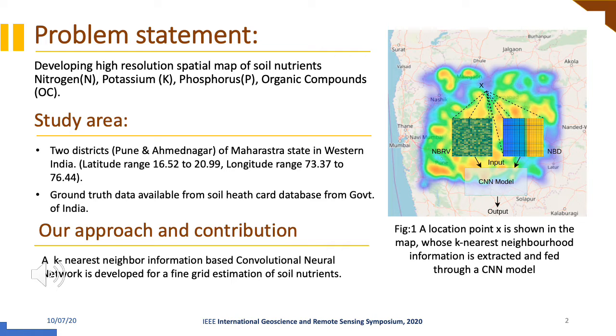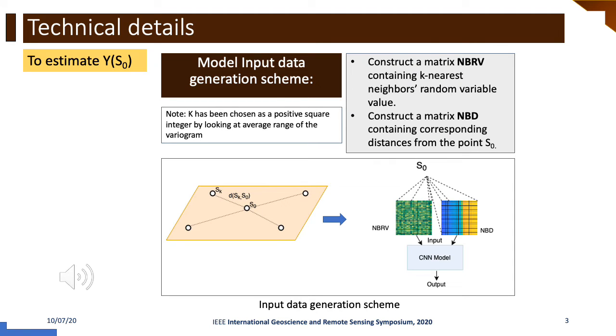Our approach is to use a k-nearest neighbor information based convolutional neural network, where around the location point the k-nearest neighbors information is fed through a CNN model. Considering this problem as a spatial stochastic process, we want to capture the spatial variability in a uniform manner.